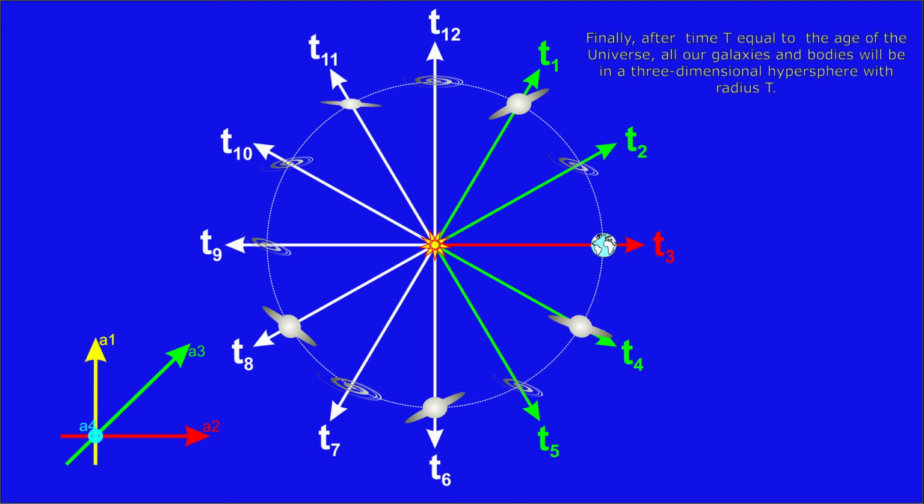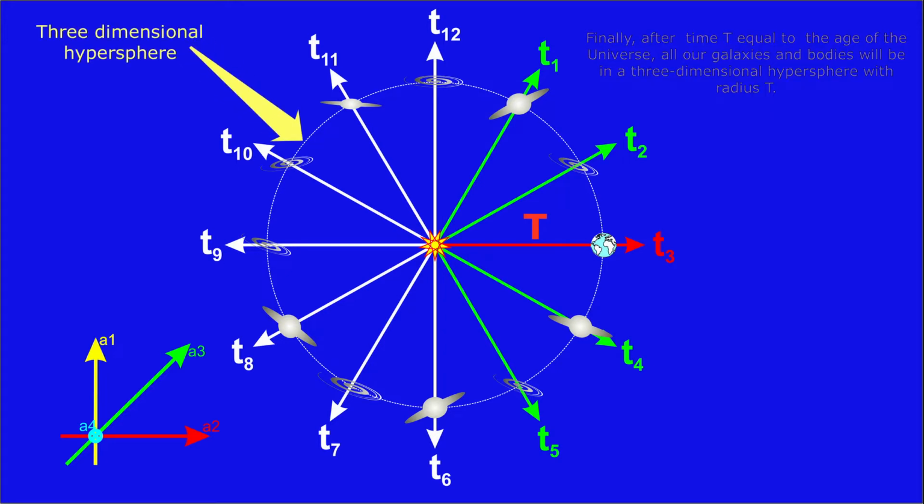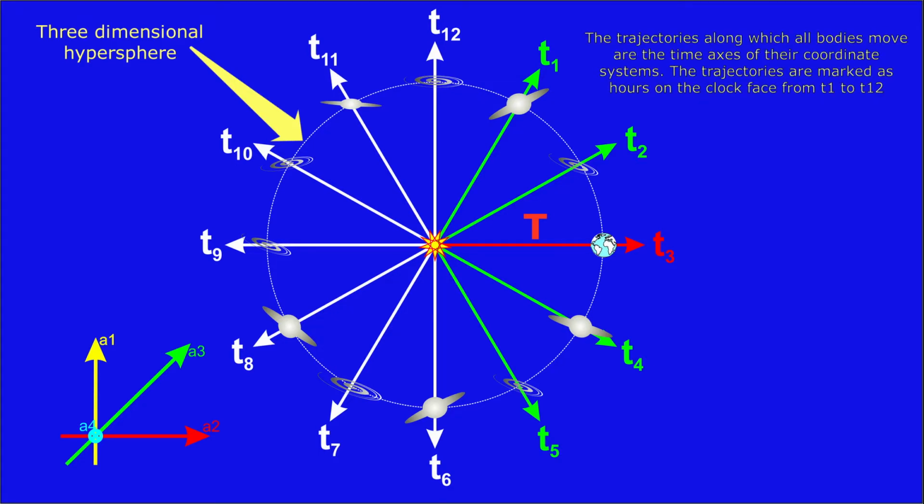Finally, after time t equal to the age of the universe, all our galaxies and bodies will be in a three-dimensional hypersphere with radius t. The trajectories along which all bodies move are the time axes of their coordinate systems. The trajectories are marked as hours on the clock face from T1 to T12.